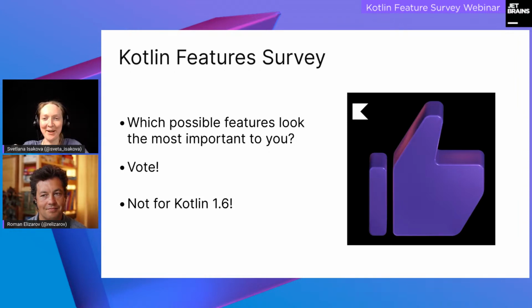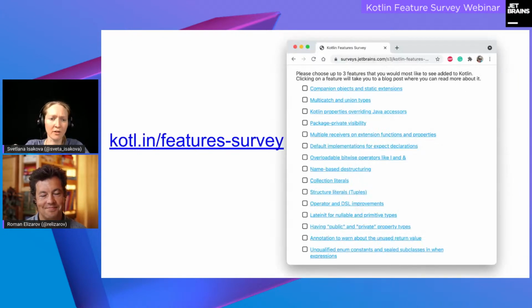Kotlin 1.6 is already planned, and Roma shared the nearest plan in terms of the language design for it at our 1.5 event. So now we are talking about the prioritization of the features that will be considered afterwards. And we need your opinion, which of the features you find the most important. So you probably already saw the survey.